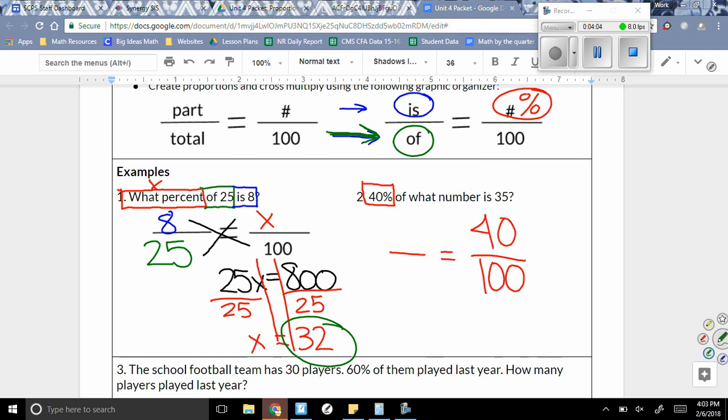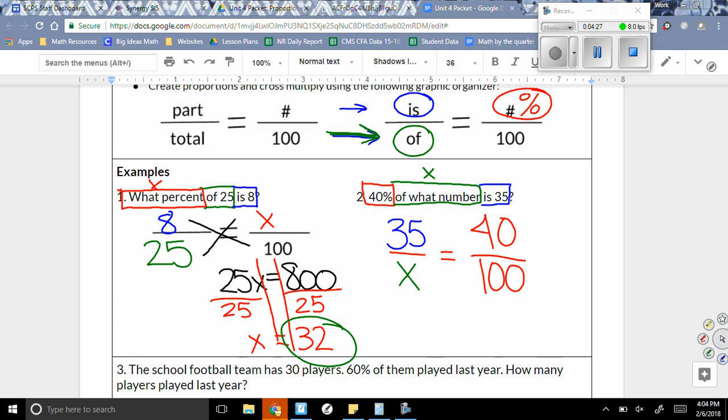Now I'm looking back at my sentence. It says of what number? Well, if I don't know what that is, that means that I'm talking about my X. Remember, of goes on the bottom of my ratio in the denominator. And then the last section, it says is 35. So the is goes on top. I'm going to put 35 on top of that proportion.